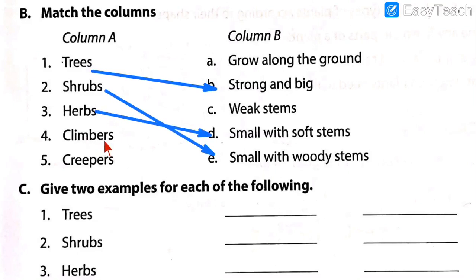Then climbers. As the name suggests, climbers climb the wall, but over here the option is weak stems, because their stems are weak. They need the support of other plants to grow. So climbers have weak stems. Then the last option remains, creepers. Creepers grow along the ground. And also we had seen the photo of a watermelon plant, how it grows along the ground. So these were the 5 MFs that were discussed in the previous video.